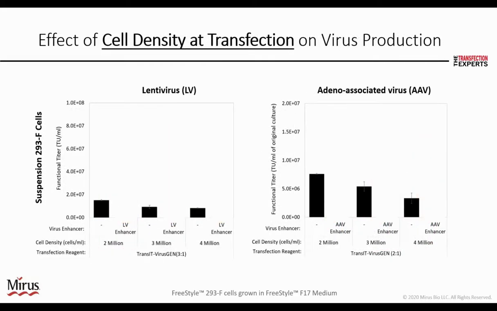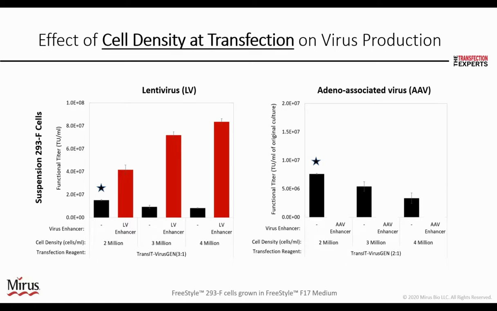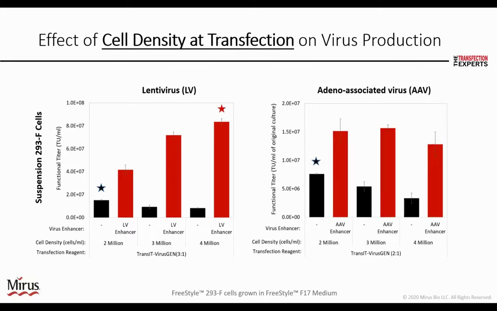Cell density at transfection is another commonly explored parameter. For lentivirus and AAV production with TransIT-VirusGEN alone, meaning without the enhancers, 2 million cells per mL at transfection was best. In contrast, significantly higher titers are obtained when using the LV enhancer, the red bars, at 4 million cells per mL. For AAV, we see equivalently higher titers at 2 and 3 million cells per mL, both with and without the AAV enhancer.